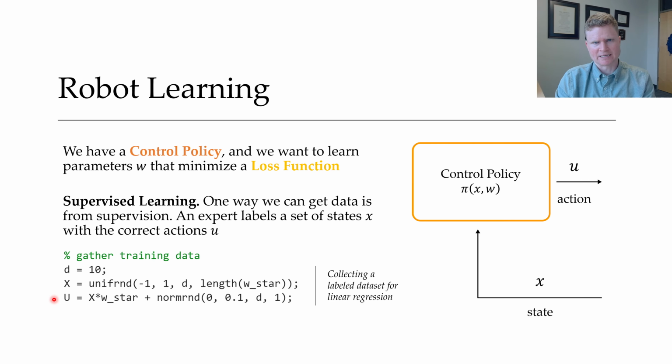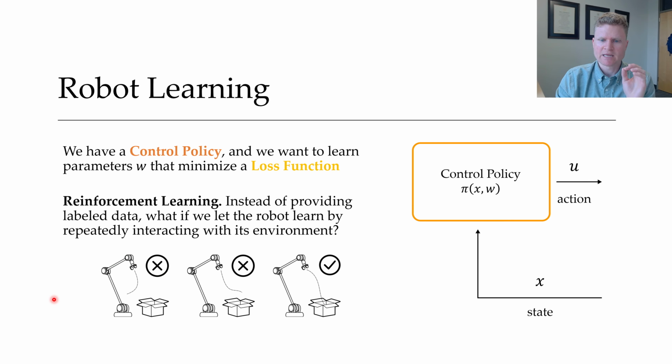I want you to contrast that with reinforcement learning. Instead of providing labeled data, what if we let the robot learn by repeatedly interacting with its environment? Take this example where the robot is trying to reach inside this box. Maybe the first time it fails, but it collects some more state action pairs and it understands what didn't work. As it keeps collecting more data, and again, building out that data set of things that worked and didn't work, eventually it can learn a policy that successfully reaches inside the box. So again, we're collecting data through experiences either in simulation or the real world, and I'm using that data and the successes and failures within that data to update my control policy.